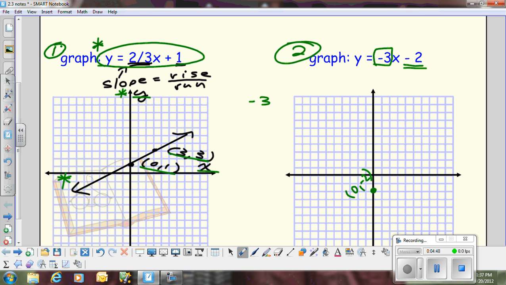So if I have -3 over 1, now, you can count this either of 2 ways. You can count down 3, 1, 2, 3, and over 1. Get that point. Or you could count up 3, 1, 2, 3, and left 1. Either one of those points is okay. Now I have to label at least one of them. So this is the point 1, -5.